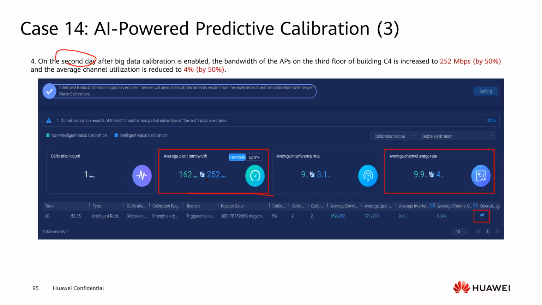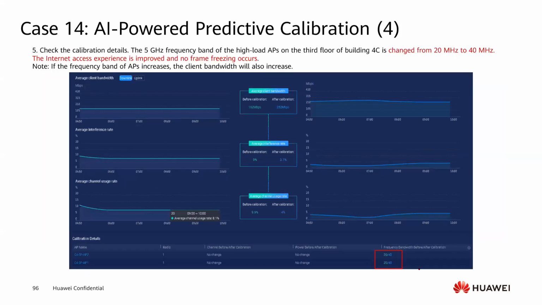You will find that the average client bandwidth is changed to 252 Mbps, and the average channel usage is reduced. And also we'll find that the bandwidth is changed from 20 to 40. That means it intelligently separates your network.